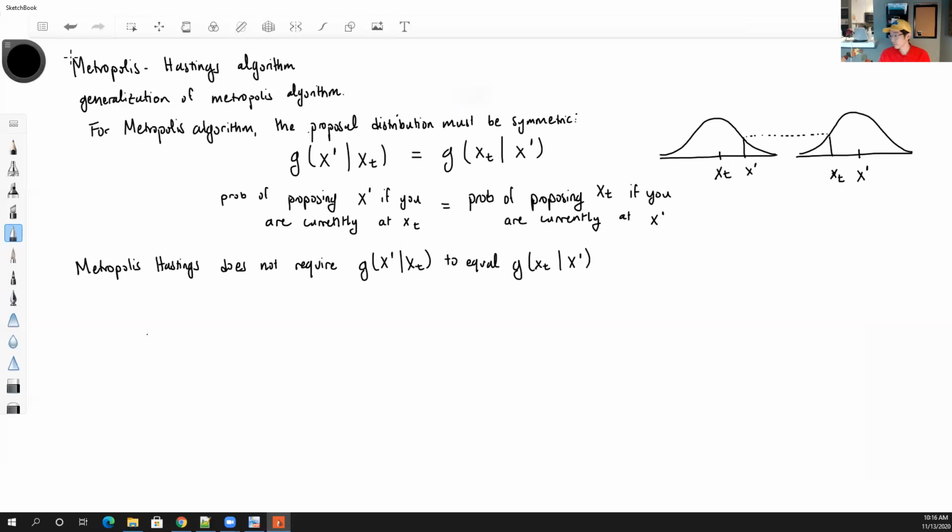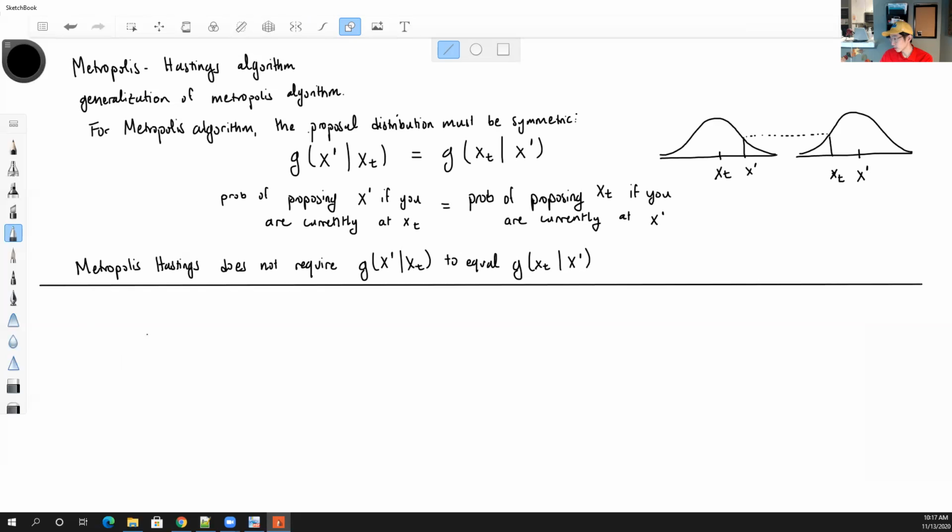Okay. All right, and pretty much the algorithm remains almost the same, and it's just the acceptance probability of whether we move or not that takes that into account. Okay, so I'm going to write out the Metropolis Hastings algorithm.